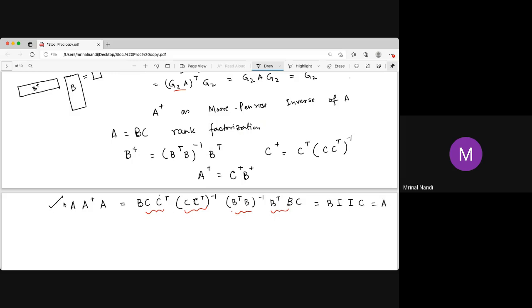So A plus is the G inverse. Now we have to show it is reflexive. So to show reflexive, we have to prove that A plus A A plus is A plus.